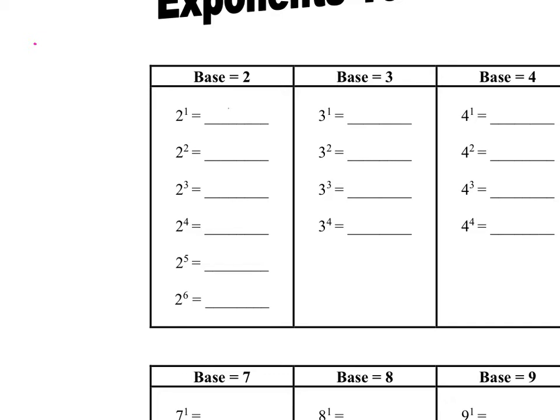So 2 to the 1 is 2, 2 to the 2 is 4, 2 to the 3 is 8, 2 to the 4 is 16, 2 to the 5 is 32, and 2 to the 6 is 64.